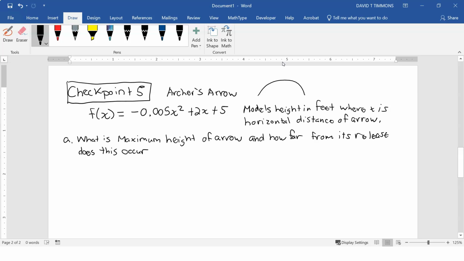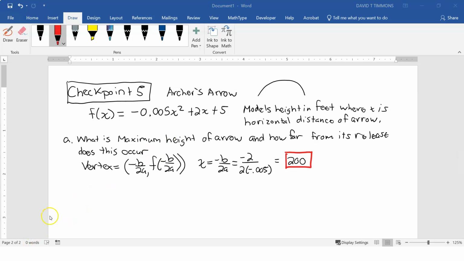So notice this is a parabola that opens downward. So notice the model we have for the arrow does have a negative leading coefficient. So in part A of this problem, they say, what is the maximum height of the arrow and how far from its release does this occur? Well, again, just like what we saw in our previous example, we really just need to find the vertex here.